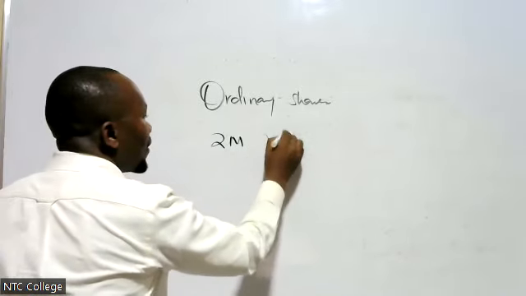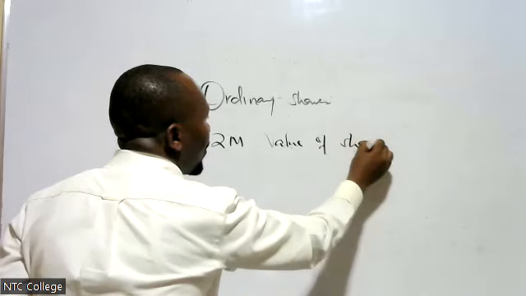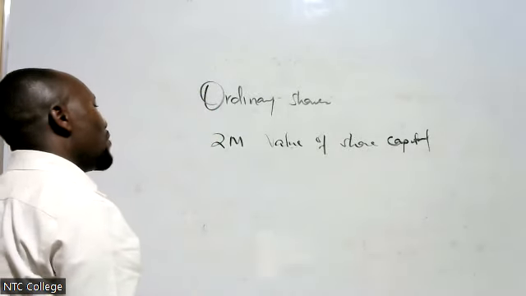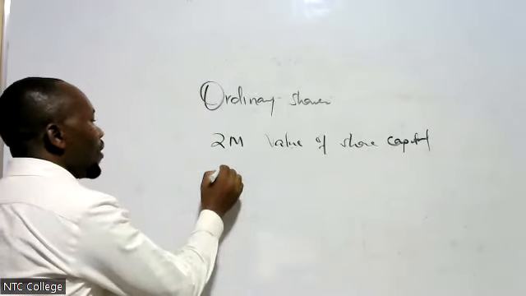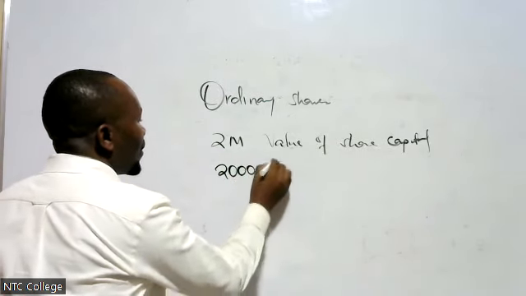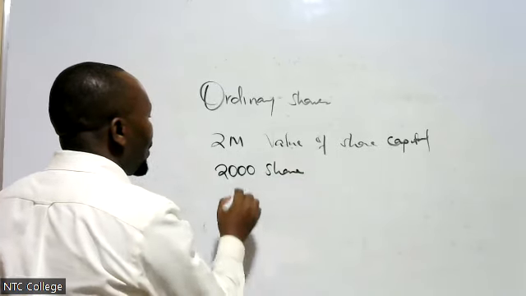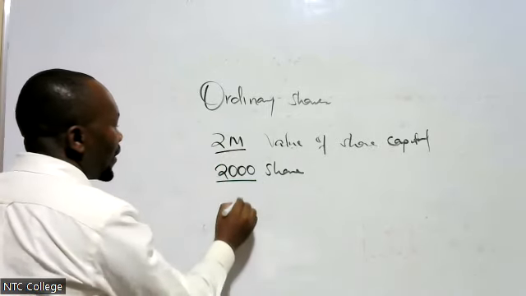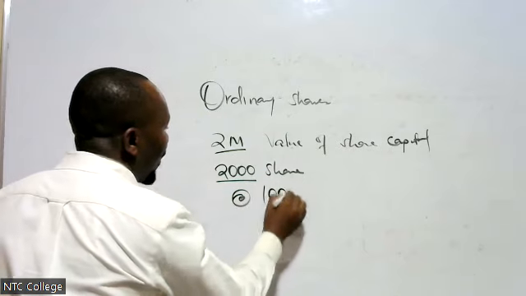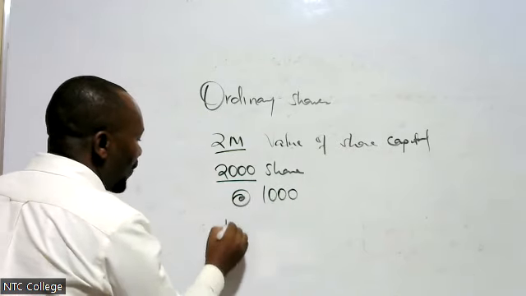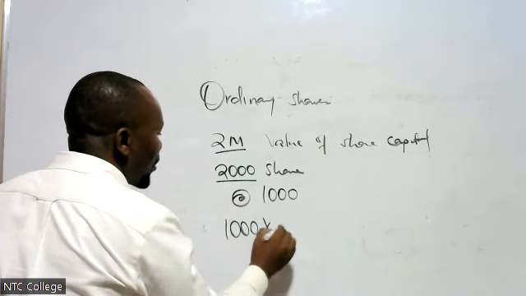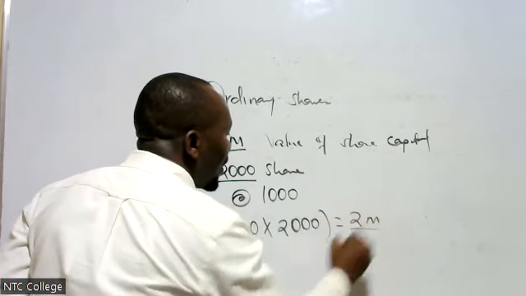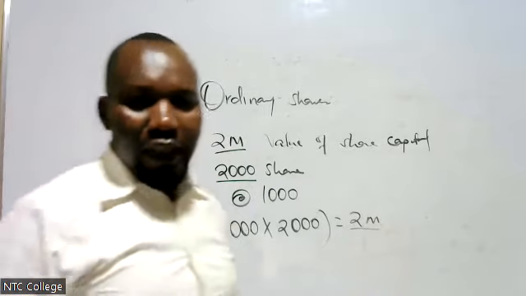So this is the value of shares or share capital. This is the value of share capital that you want to add to your business. So you're going to issue shares, and let's say that you are issuing maybe 2,000 shares. So definitely, if you are issuing 2,000 shares and you want 2 million, that means that each share will be worth 1,000. So that you have 1,000 shillings per share times the number of shares that you are issuing, you're going to have a total of 2 million. So that is one way of getting capital.